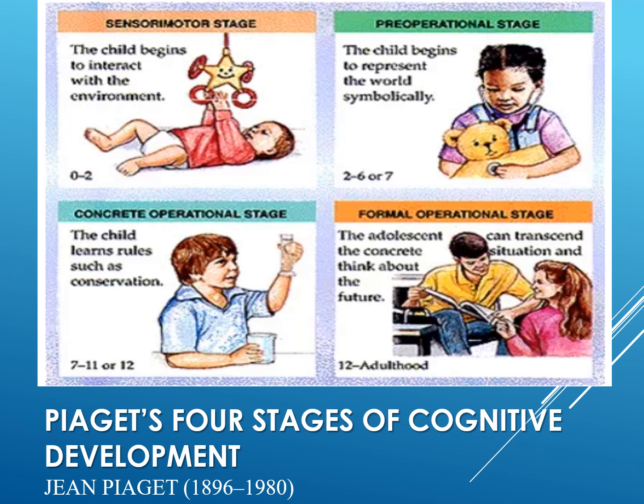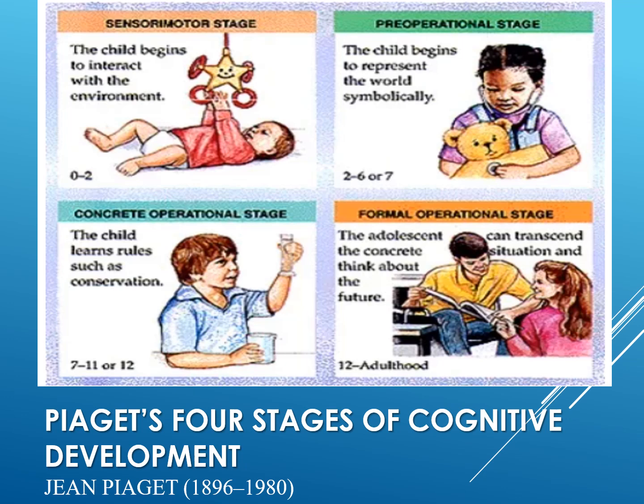So the first stage is sensory motor, and that's when a child begins to interact with their environment. And that is from birth to 2. The preoperational stage begins at the age of 2 and it goes to about 6 or 7. And the child begins to represent the world symbolically. So as you see, this young lady has a stethoscope and she's listening to the bear's heart.